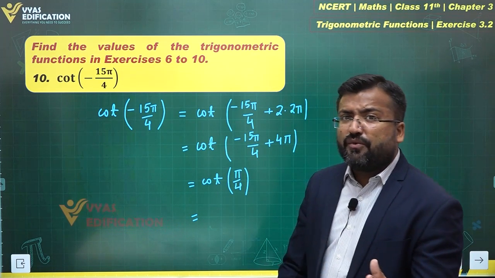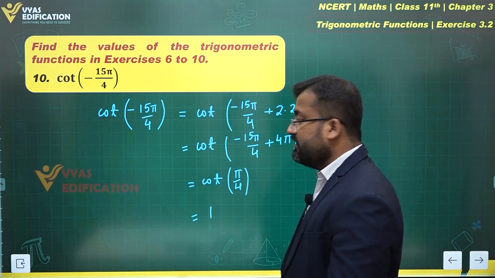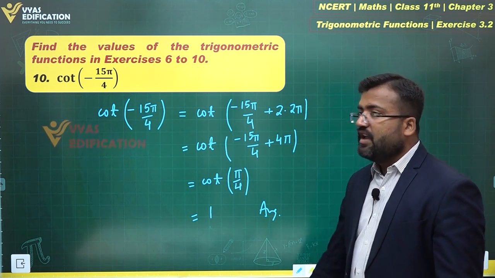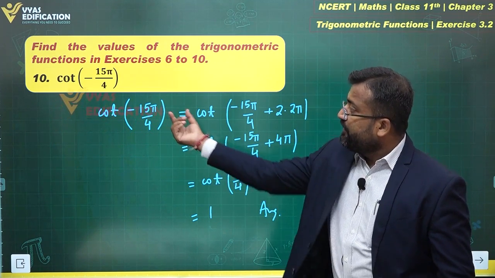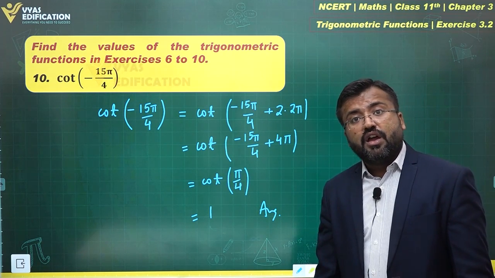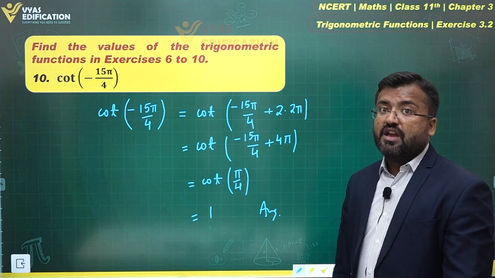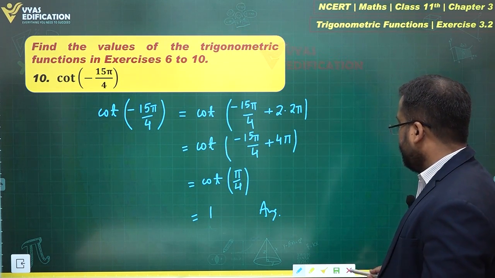And cot pi by 4, cot 45 degrees, is very simple. This is 1. This is the value that we remember, and on the basis of this, cot of minus 15 pi by 4 is equal to 1. That's the answer for this question. That's a complete solution. That's how you find this value.